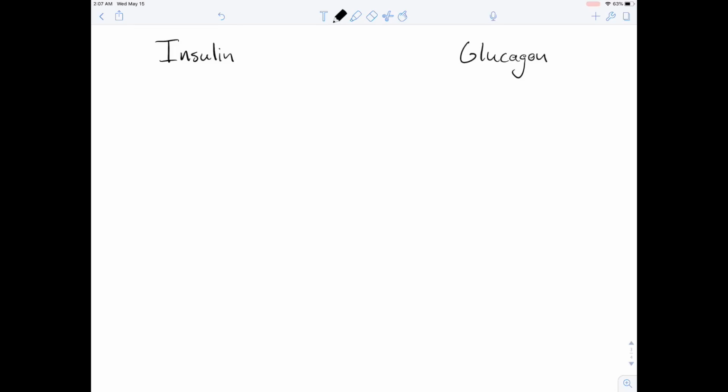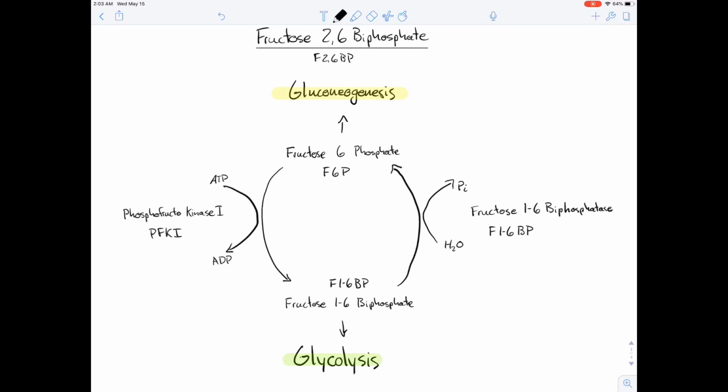But let's take a step back for a second. As you may remember, there are two very important hormones that help regulate glycolysis and gluconeogenesis: insulin and glucagon. Glucagon helps to reduce the amount of F26BP present, while insulin increases the amount of F26BP. What does this mean? How does this occur? What exactly does F26BP do? First, let's talk about F26BP.